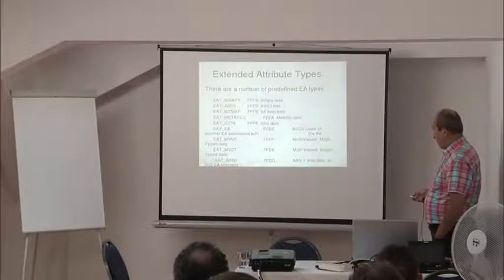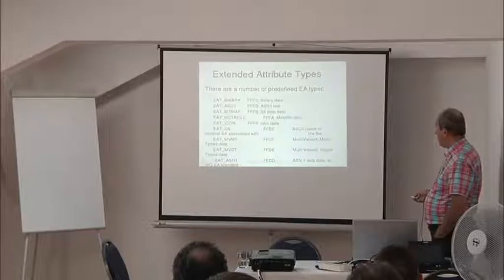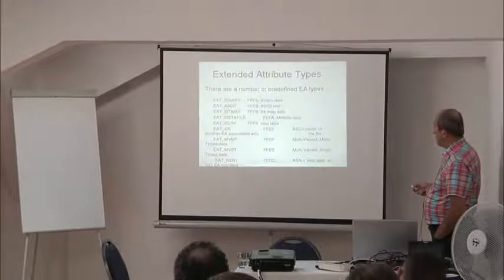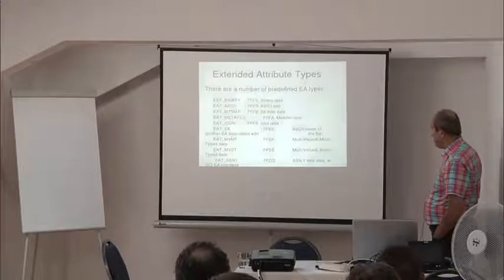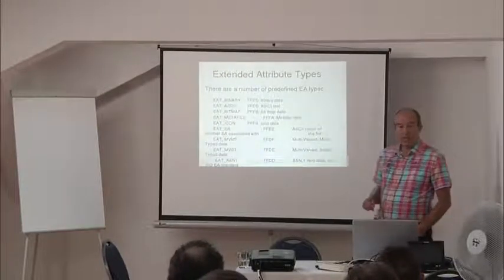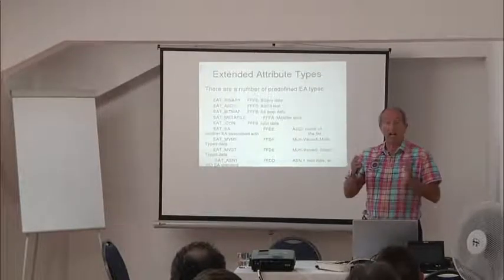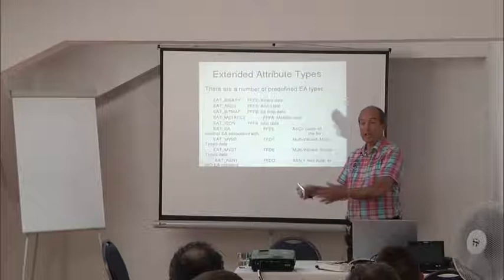There's also an ANSI standard extended attribute, and they all start with the code double F and then something. So when you're decoding an EA, you can see what type it is by looking at this tag. And then you know how the rest of the data is.